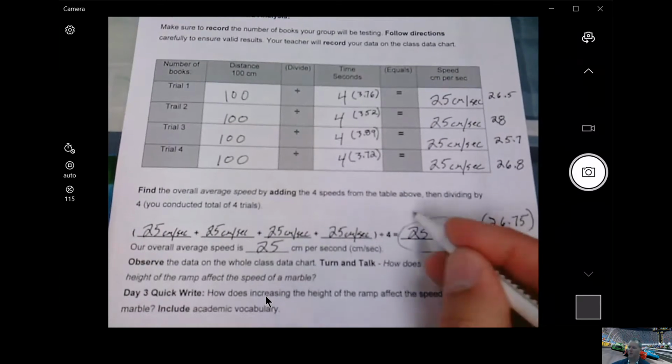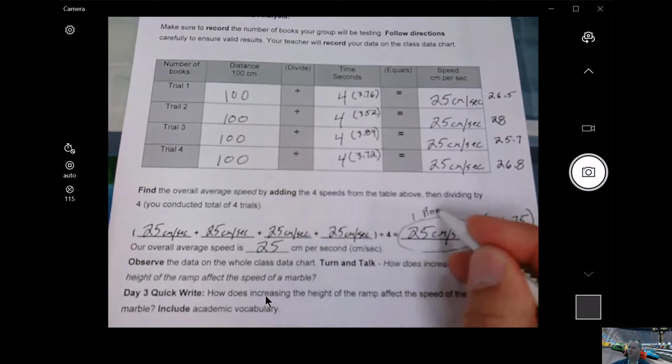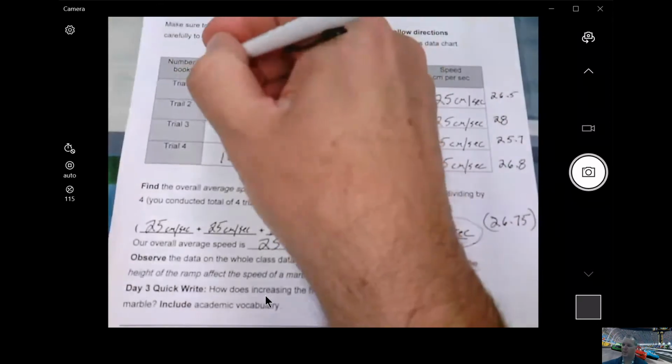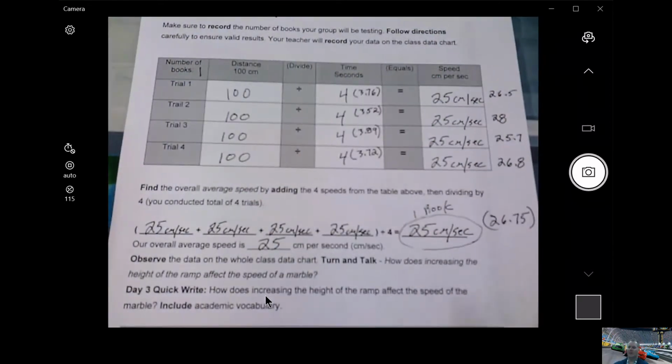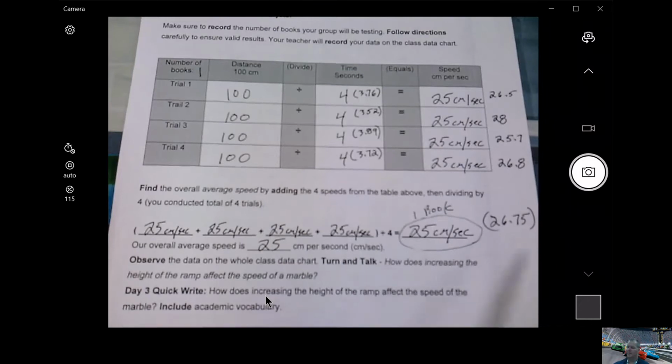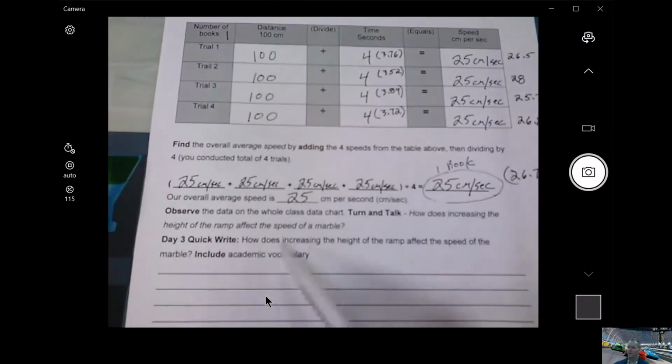you are, this was one book, right? And I should have put that right here, one book. So I just used one book. So how did this relate and compare to 2 books, 3, 4, 5, and 6 books? Okay, did it get faster, slower? And that's what we're going to do here.